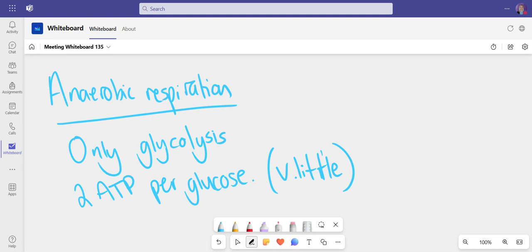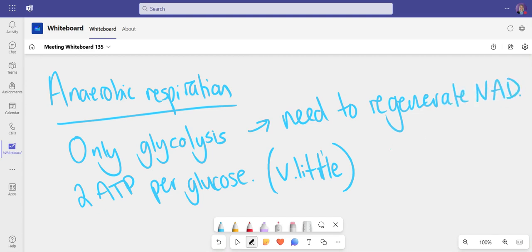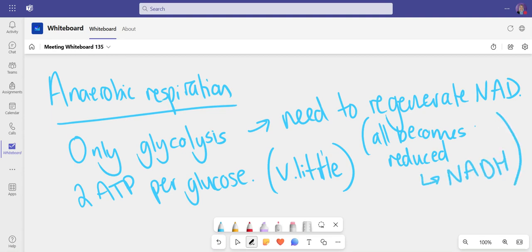Now, the problem is that in order to continue with glycolysis, we need to regenerate NAD. Because what happens is that it all becomes reduced. And by reduced, if you remember back, it means that it picks up H's, hydrogens. So it all becomes NADH. And we need it to be able to pick up more hydrogen in order to keep glycolysis going. But once all the NAD has become reduced NAD, once it's all become NADH, we can't pick up any more hydrogen. So the second part of this video is about how our bodies regenerate more NAD so that glycolysis can continue if we don't have any oxygen.